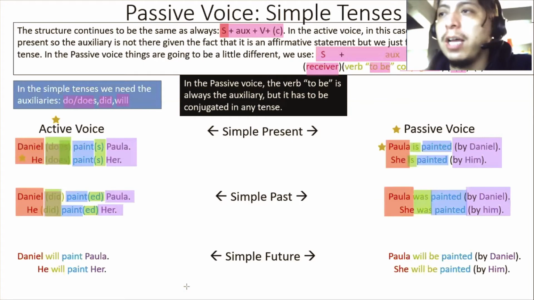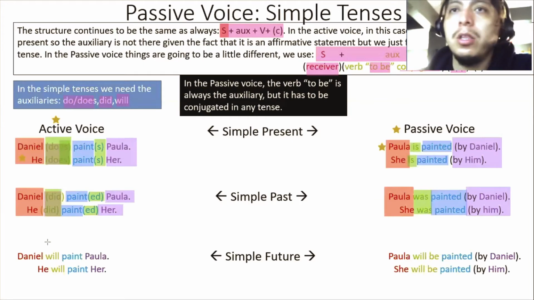So let's check the simple future. In the simple future, in the active voice, the subject is the doer of the action. The subject is Daniel. The subject is he. Because Daniel is a man, and this is the third person, if you want to replace him with a pronoun, you need a personal pronoun, he. Then you need the auxiliary. Even though this is affirmative, in the future, the auxiliary is always necessary, always mandatory, will, okay?